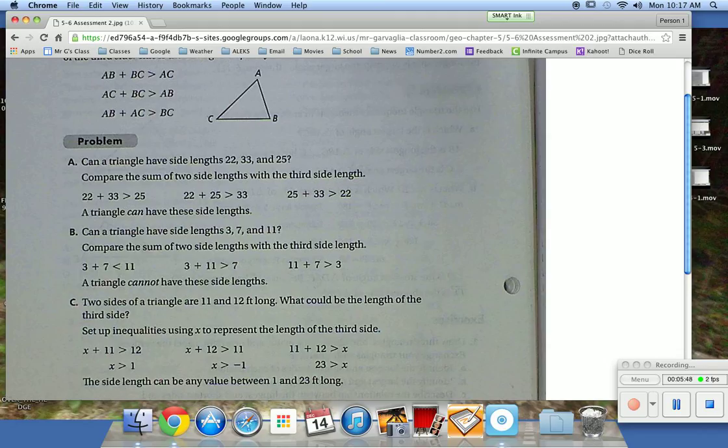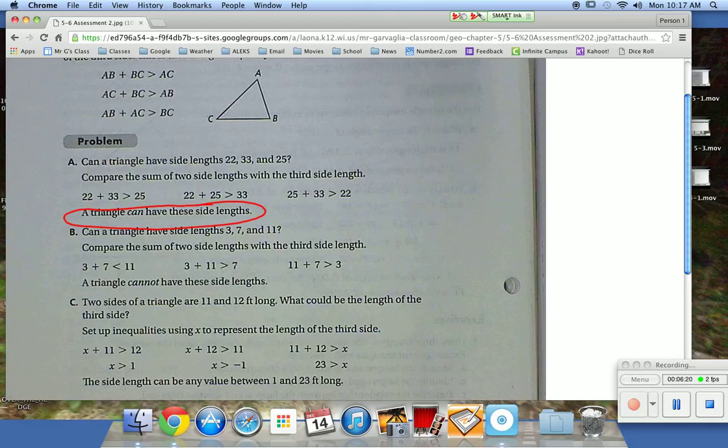What they've done here is I have triangle lengths of 22, 33, and 25. So I added 22 and 33 together. Is it greater than the third? 22 and 25 together. Is it greater than the third? 25 and 33, is it greater? If all lengths are greater than a third, then yes, this can be a triangle. If you come up with something that you add two lengths together and the third side is larger, then no, it can't be a triangle. Okay?